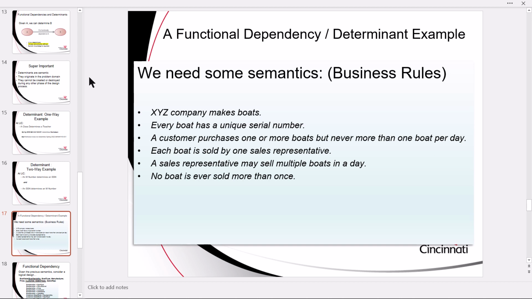An XYZ company makes boats. Every boat has a unique serial number. Okay, you can kind of see that coming down as it's going to be some kind of key. A customer purchases one or more boats, fine, but never more than one boat in a day. Well, you can see right away that's not something any customer would want, because if I gave them a database solution and I told them they couldn't sell 2 boats to the customer in the same day, they would laugh me out of the showroom. But it works for us.